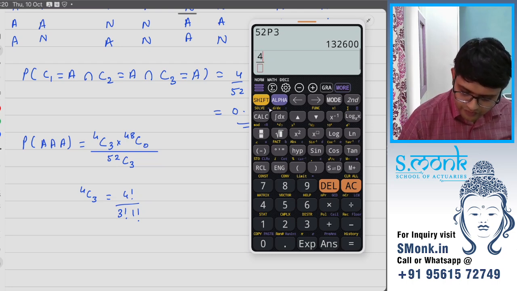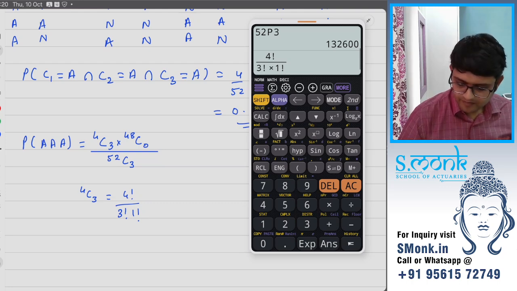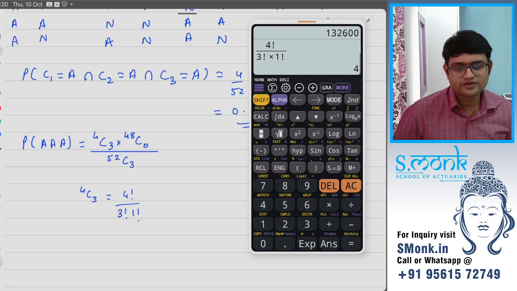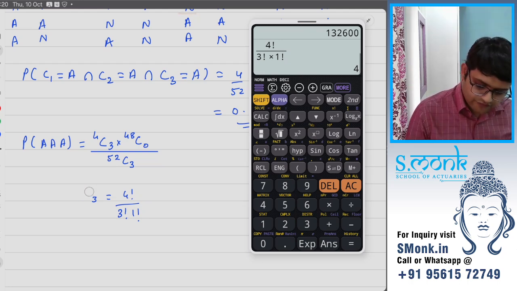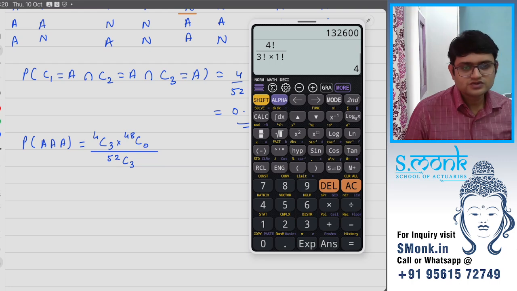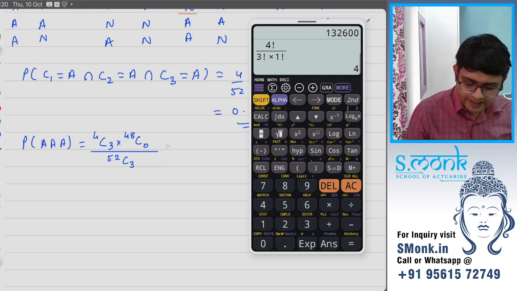Like if I say 4, shift, and I press this button, I get a factorial. 4 factorial upon 3 factorial into 1 factorial, and that is going to be 4. Right. So if required, you can find factorials also. Otherwise, we directly have combination.